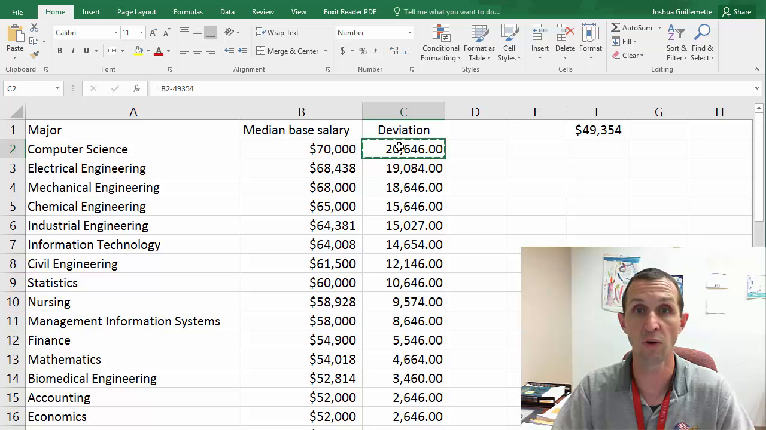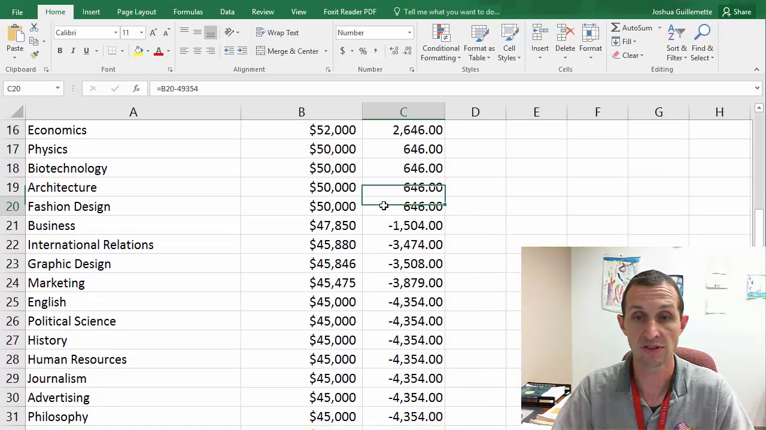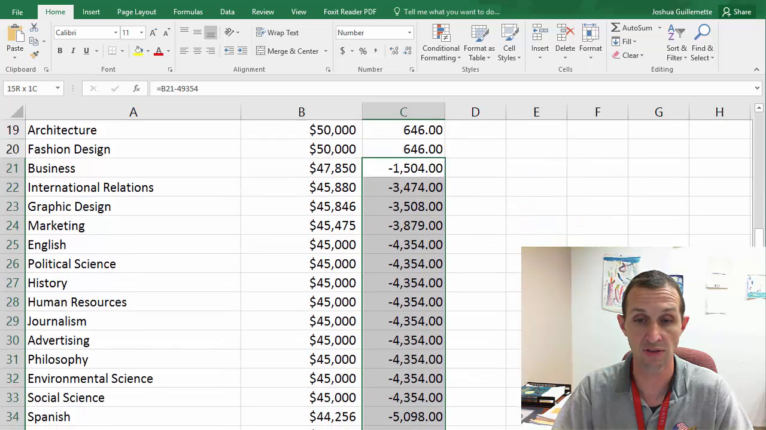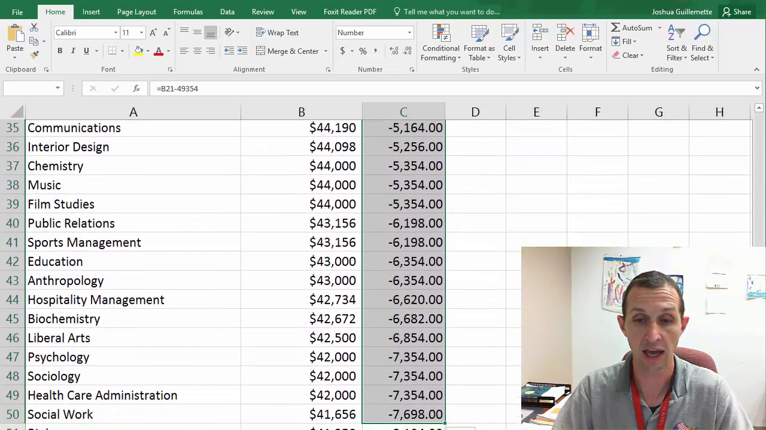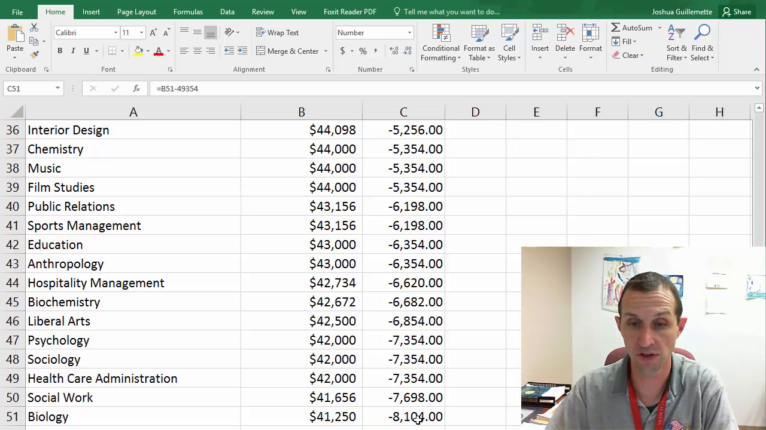And so you can see this is $20,000 above average. This is $10,000 above average. Here's $646 above average. And now you have below average are these right here. And so these are the negative values as we go down. And so biology pays about $8,000 below.